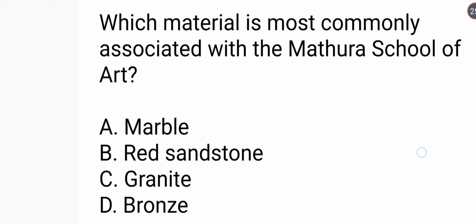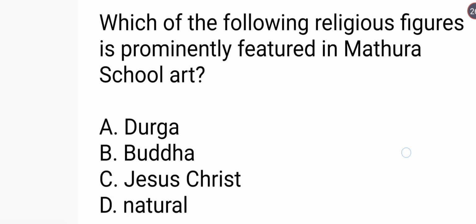Then we see some objective type questions. First question: which material is most commonly associated with the Mathura school of art? Marble, red sandstone, granite, or bronze. Yes, B. It means red sandstone is the correct answer. Next question: which of the following religious figures prominently features in Mathura school of art? Durga, Buddha, Jesus Christ, or nature. Yes, the B option is the right answer.